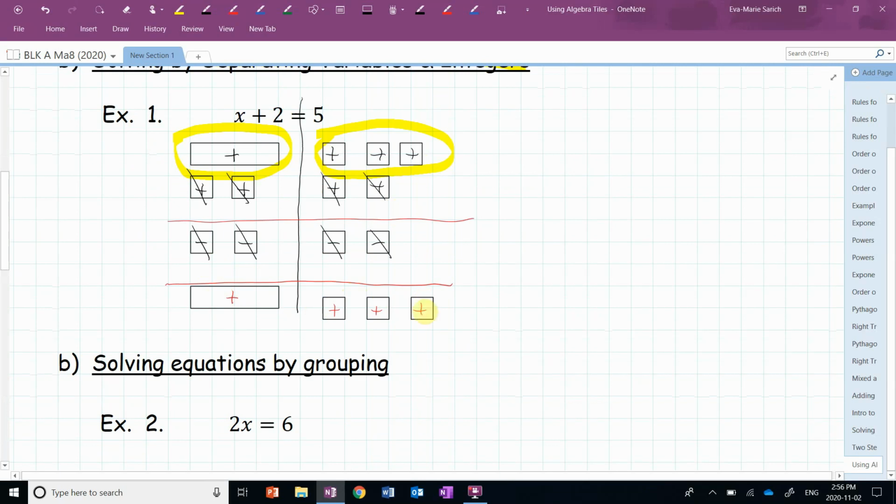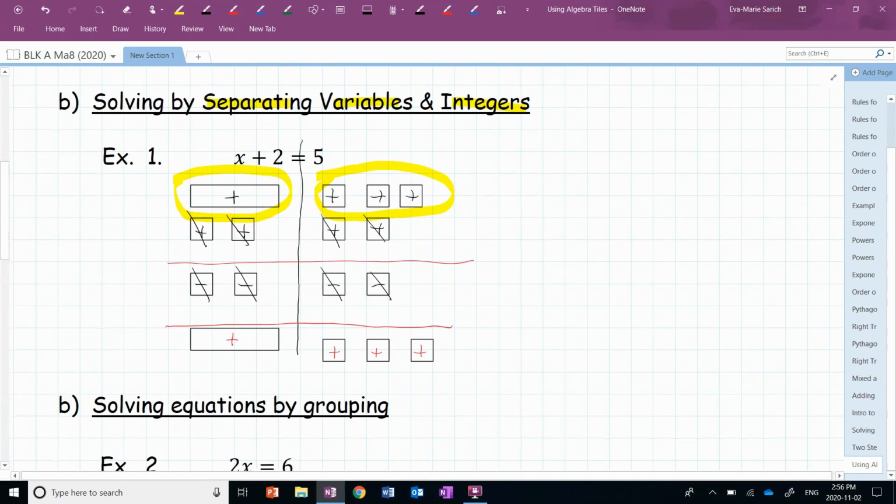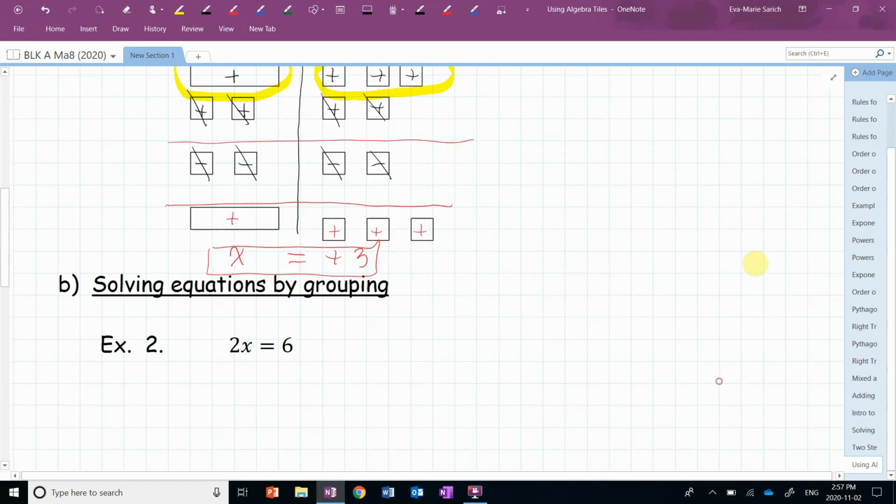One variable is going to equal three positives. Now I'm going to change this back into the same variable and back into integers. So that means that our variable is an x, which is now going to equal three positive squares, which is positive 3. There's our solution, just by separating the variables and the integers.